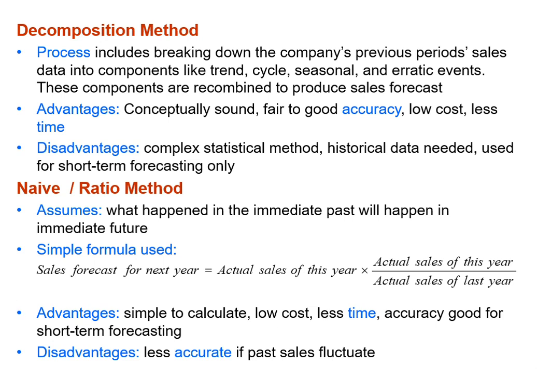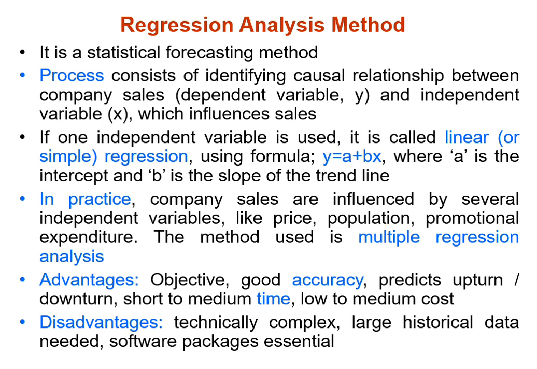Now the next one is regression analysis. Regression is very important and a little complex, and it is a statistical forecasting method. It consists of identifying the causal relationship between the company sales, the dependent variable Y, and the independent variable X, which influences the sales. If one independent variable is used, it is called linear or simple regression.